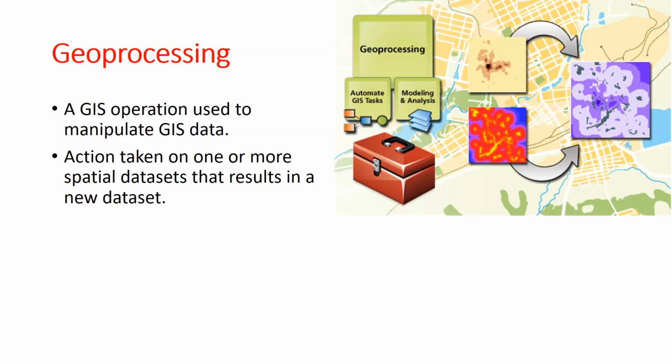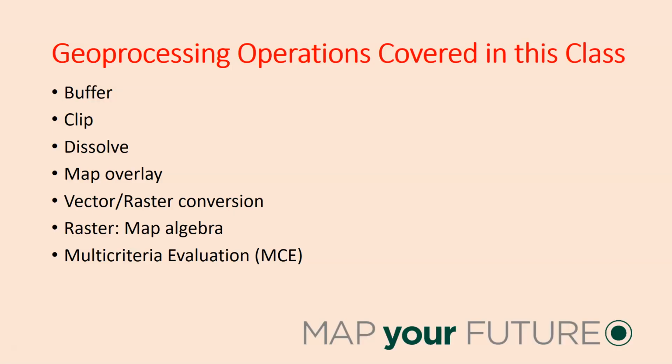So geo, because we are performing or manipulating spatial data, and processing because we process spatial data. So the definition is not really very complicated. There's a lot of geoprocessing operations.